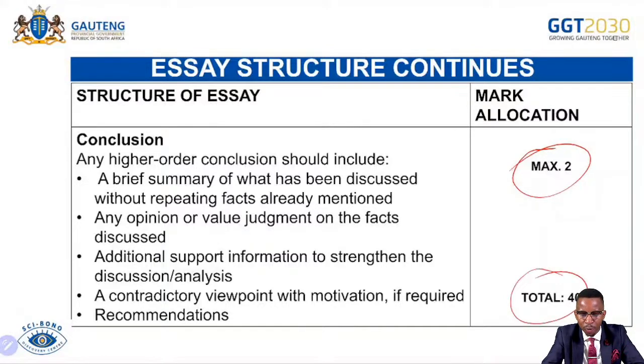A brief summary of what has been discussed without repeating facts already mentioned. Remember also that your conclusion can either be a part of the main part only or the additional part, or include both the main part and the additional part in your body of the essay. Any opinion or value judgment on the facts discussed, but avoid using "I think". It doesn't work in this case. Additional support information to strengthen the discussion and analysis. Contradictory viewpoint with motivation if required. Recommendations also.